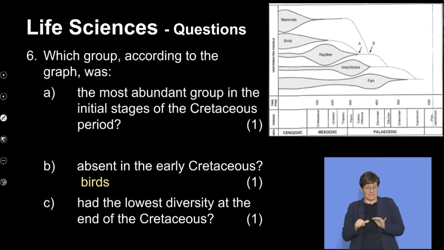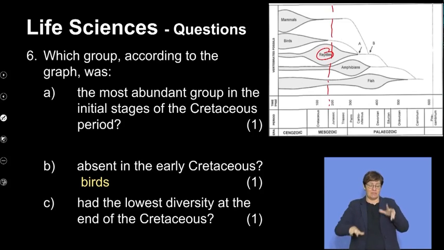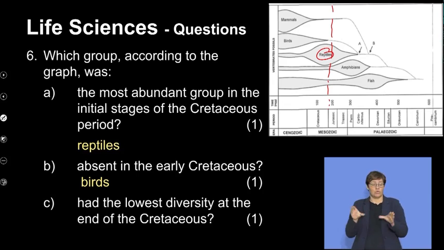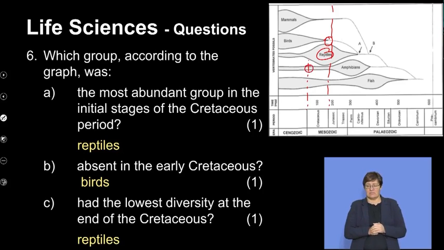Then again, looking at the graph, which group was the most abundant at the beginning of the Cretaceous period? We draw a line, and that's obviously the reptiles. Then, which group was not present in the early Cretaceous? That's the birds. And which animal group had the lowest diversity at the end of the Cretaceous? And remember, lowest diversity at the end of the Cretaceous means the narrowest bar. And that was the reptiles.